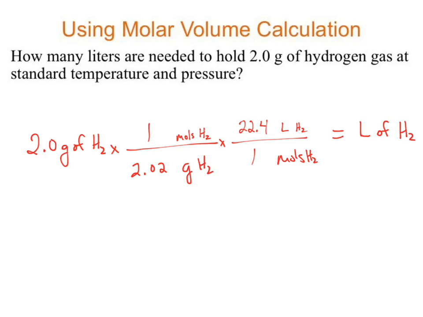Should be about the same. Why should it be about the same? What's 2 divided by about 2? 1. 1 times 22.4. It's about 22.4. Okay? So you can do approximative techniques to figure these kind of things out.